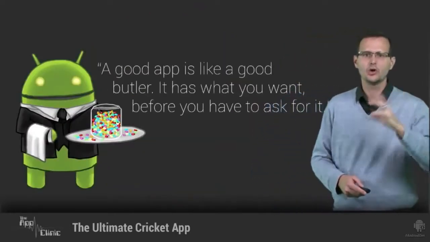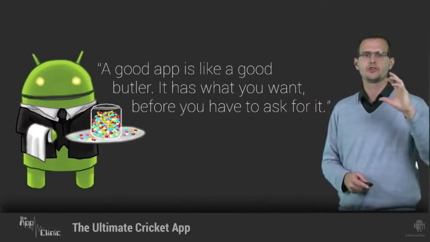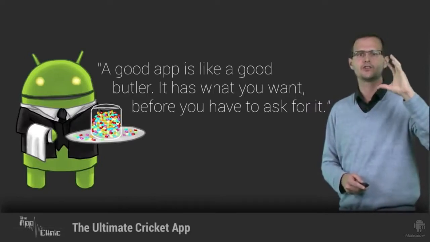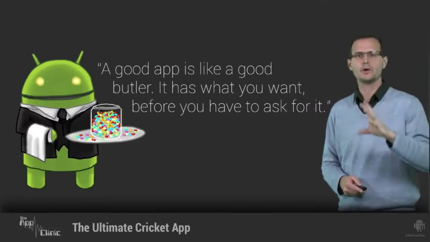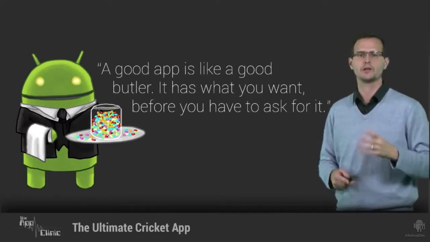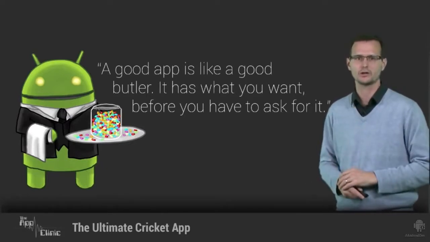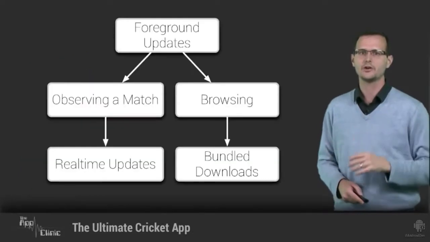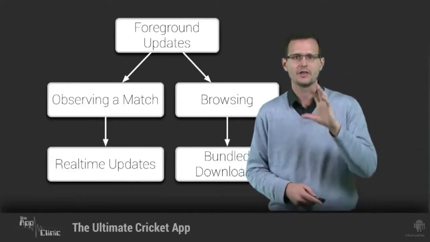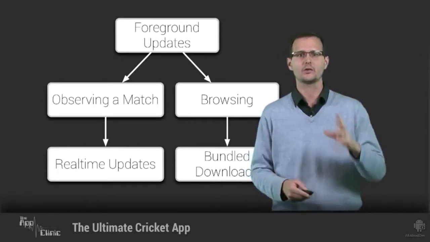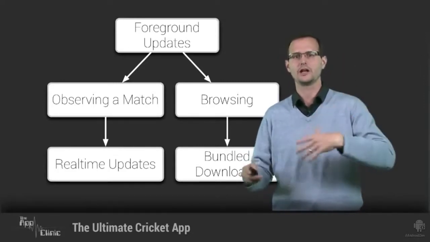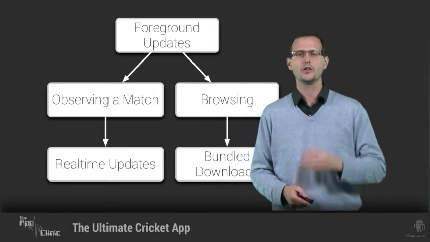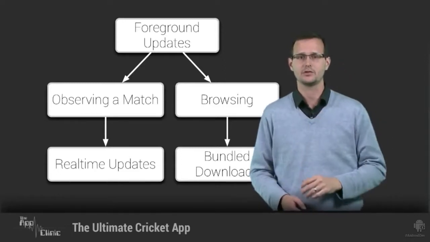Now, that means that the data being displayed needs to be constantly up to date. And for sports scores, that means getting updates as soon as they happen, but without wasting bandwidth and battery requesting updates in between overs or during the drinks break. Now, updates are going to fall into two broad categories: background and foreground. And when the app is open and the user is looking at it, they're either going to be browsing, looking at news, stats, upcoming fixtures, and so on, or they're going to be watching a match as it happens.